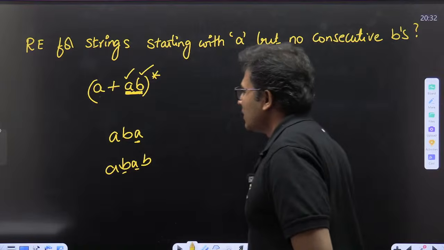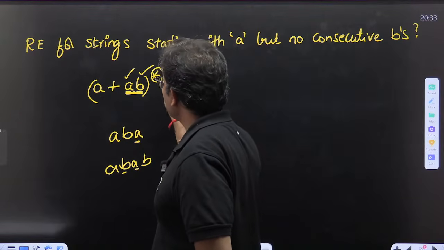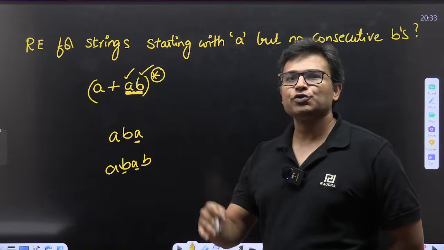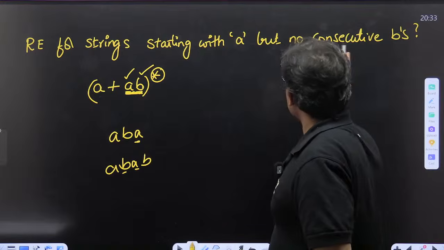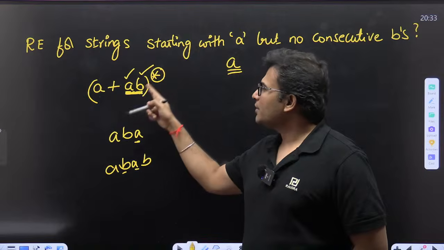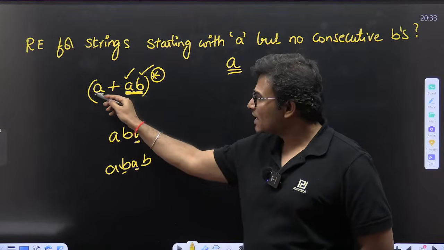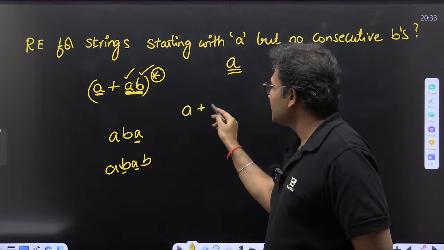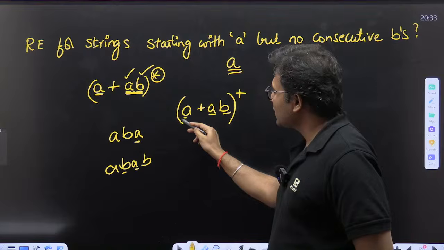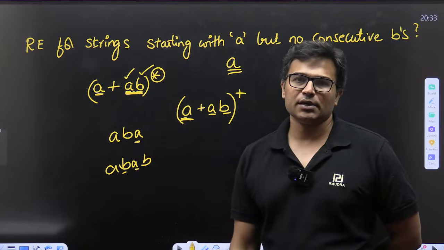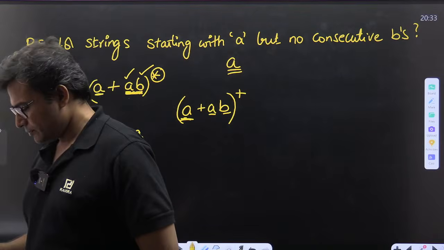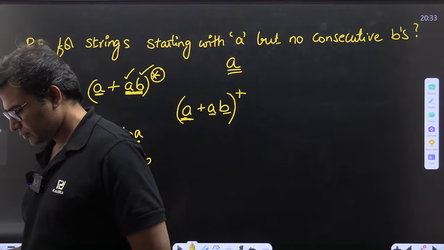Right? But the problem is, if I put a 0 here, I will get epsilon. What is the minimum string in this language? If it has to start with A and no consecutive B's, the minimum string is A, right? So if I put a star here, I will get epsilon, but then I should get A at least. Therefore, I will write A plus AB, starts with A and no consecutive B's. I will put a plus so that I will get A. Right? Okay.